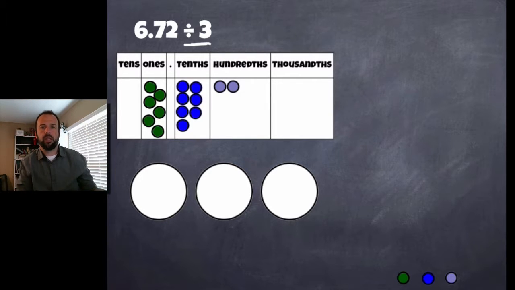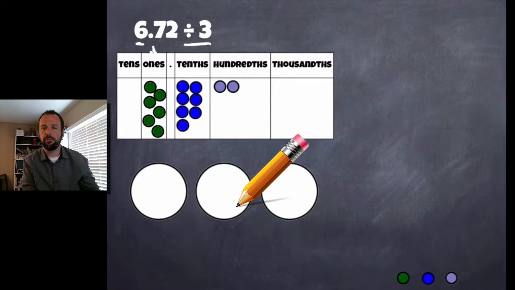Alright, so I went ahead and represented my number of 6 and 72 hundredths on my place value chart here. So I have 6 ones, I have 7 tenths, and I have 2 hundredths, okay? So we're going to start over here with our ones in the ones place, okay? And we're going to divide those ones evenly up into 3 groups, okay? And what I'm literally going to do is just draw those 6 ones into each group. So I want you guys to do that as well and tell me how many ones we are going to end up with in each group.